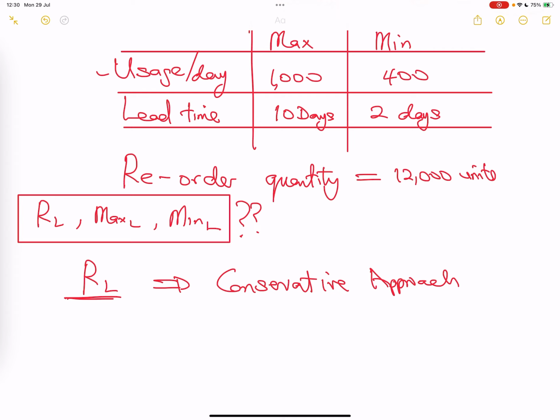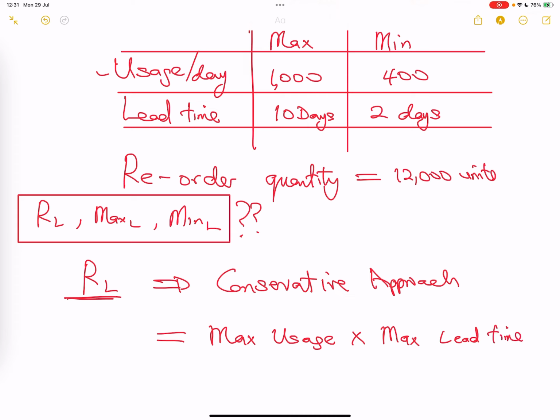And the shortest it can take is 2 days. But we are not going to work with 2 days. For the reorder level, we're going to be working with the worst case scenario, which is the longest lead time possible. And that is why the formula for the reorder level is saying, what quantity do you need? The maximum quantity you need, which is the maximum usage, and what is the longest time it will take to deliver any order, and that is the maximum lead time.